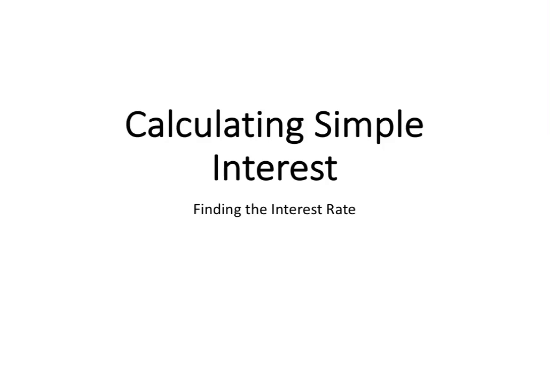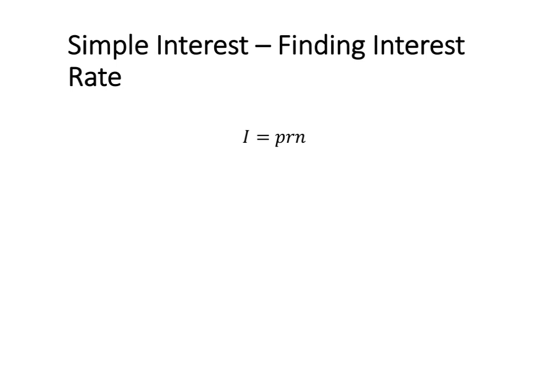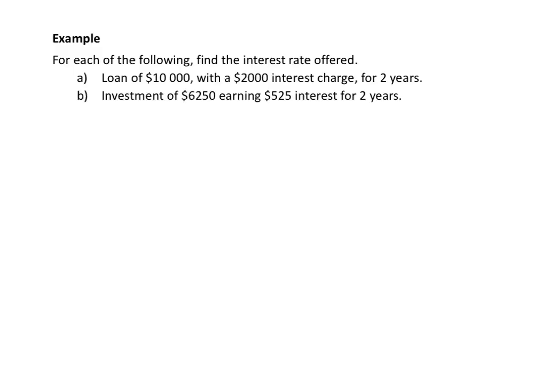In this video, we're going to have a look at how to use the simple interest formula to work out what the interest rate will be if we know the interest that is paid. So remember, the simple interest formula is interest is equal to principal times the interest rate times the term. So let's have a look at an example of how to calculate the interest.